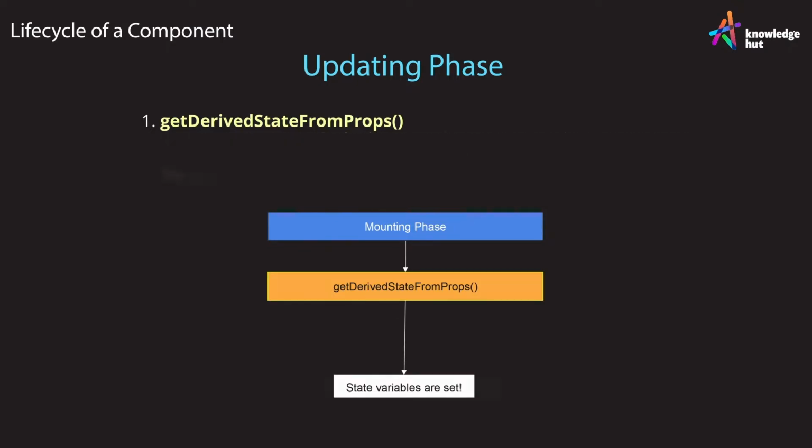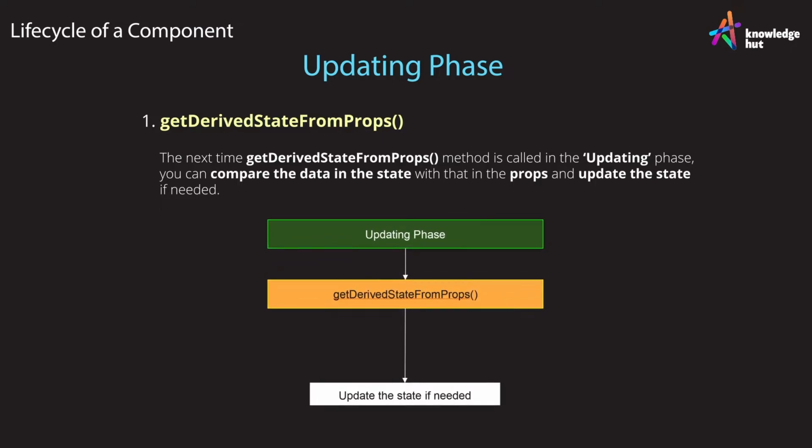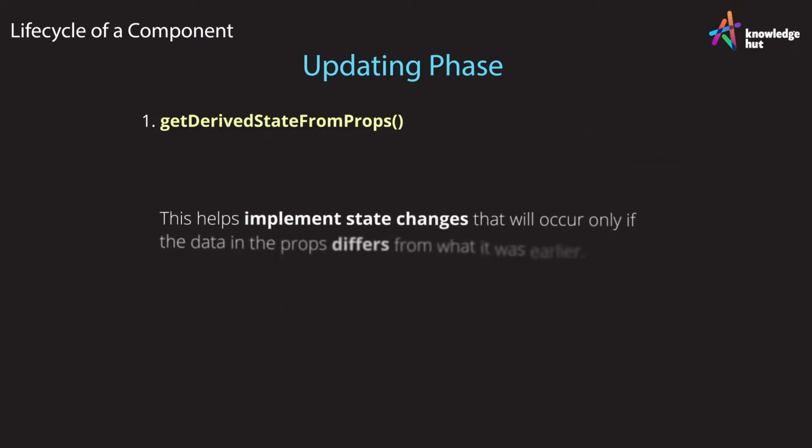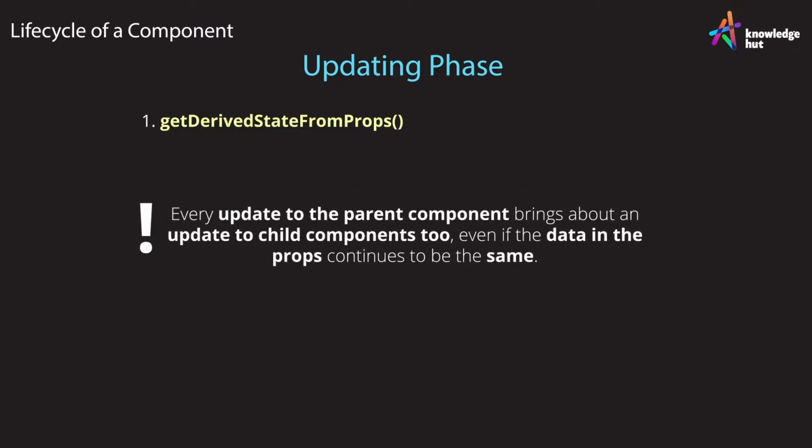The next time, this method is called in the updating phase. This time around, you can compare the data in the state with that in the props, and if you want, you can update the state. This helps you implement state changes that will occur only if the data in the props differs from what it was earlier. This is important to understand because every update to the parent component brings about an update to child components as well, even if the data in the props continues to be the same.